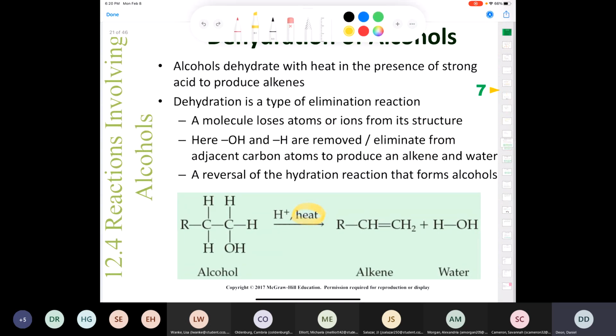Well, think about it. If you heat water, what happens? It boils away, right? So that means that when you heat this up, you could probably heat this enough that this water becomes a gas and it just boils away out of the reaction mixture. So it's a dehydration, all right?